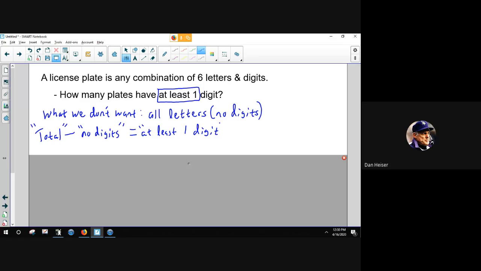Calculate the total number that exists, subtract the ones we don't want, and we're left with the ones we do want. Sometimes it's easier to calculate this way than it is to try to calculate every single other possibility. Because there are so many situations of what we want, it's easier to calculate what we don't want and eliminate it. So that will look like this.